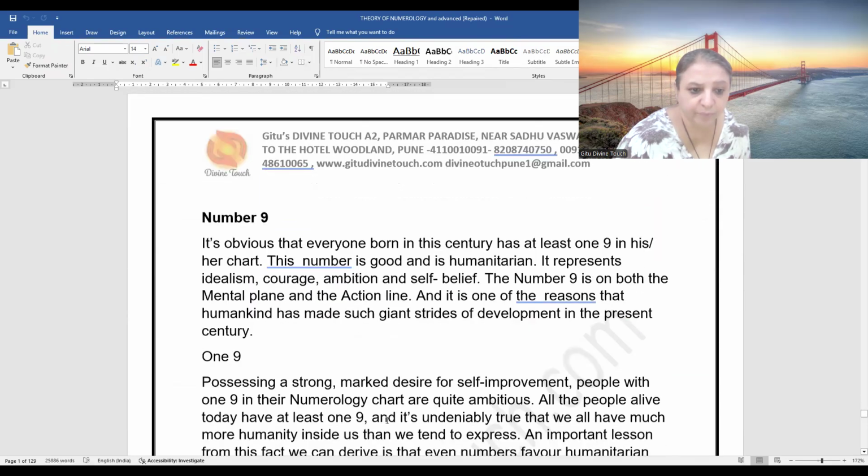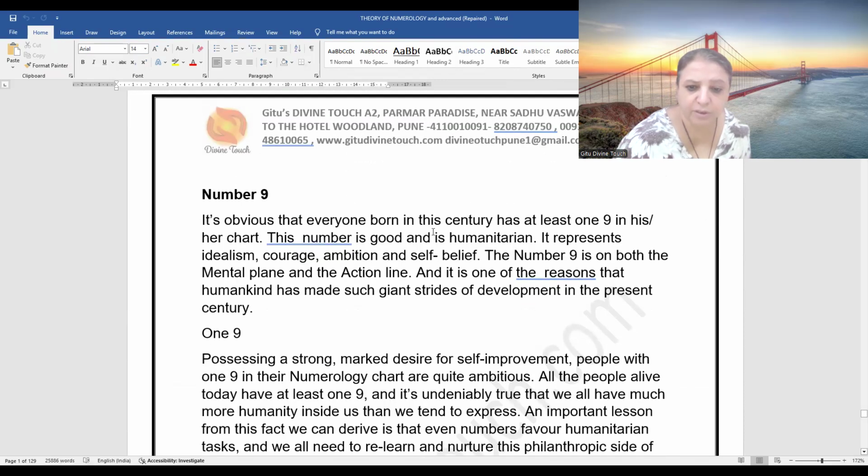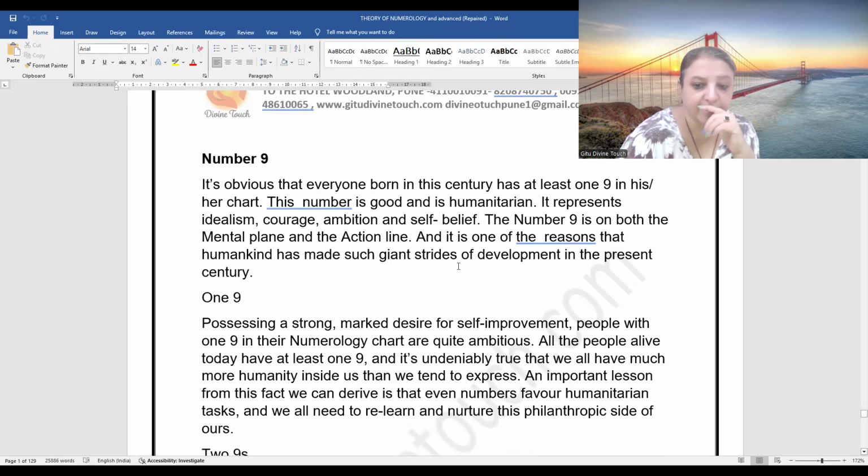Number 9. It is obvious that everyone born in this century has at least one 9 in his or her chart. So here we are talking about the 20th century, not this century. This number is good and humanitarian. It represents idealism, courage, ambition, and self belief. The number 9 is on both the mental plane and action line. And it is one of the reasons that humankind has made such giant strides of development in the last century.